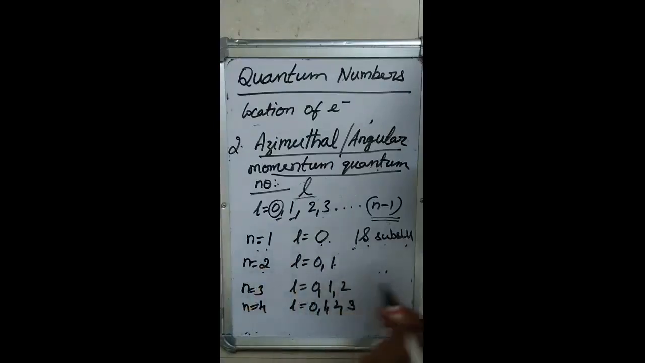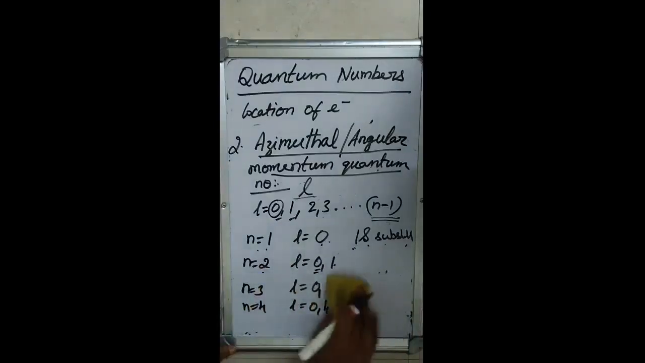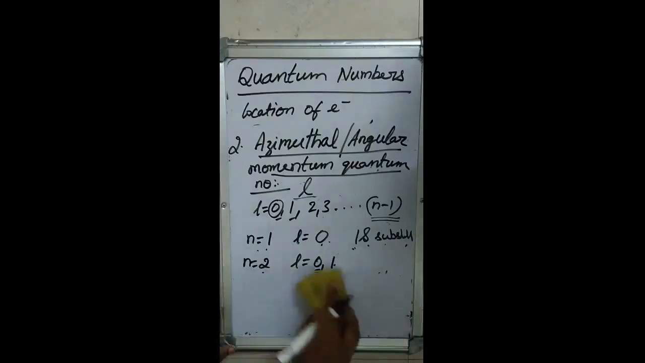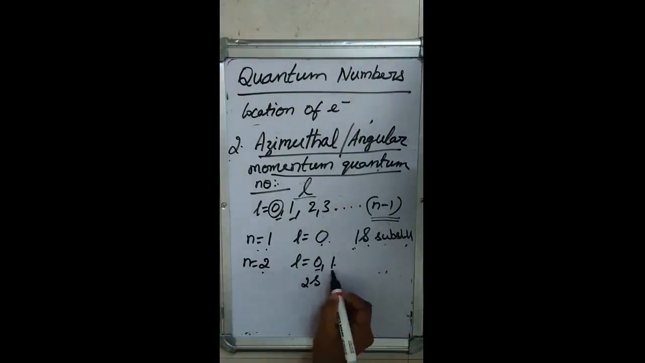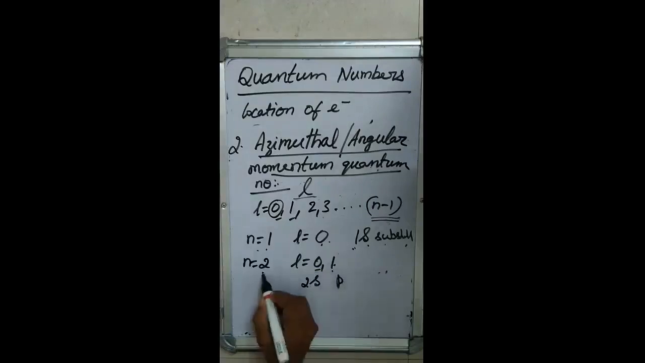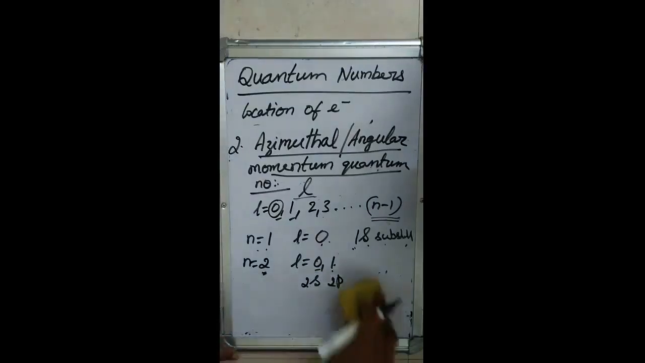Now here, L is equal to 0 means what is the subshell? Yes, s subshell. Since n is equal to 2, you have to write 2s. L is equal to 1 means it is a P subshell. Since it is 2, you have to write 2p. Okay.